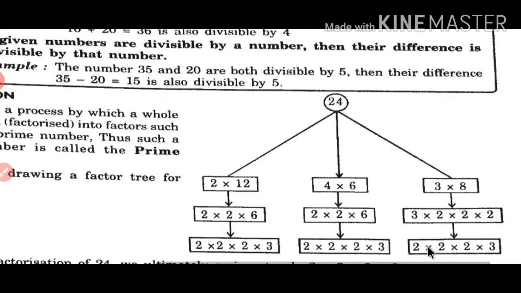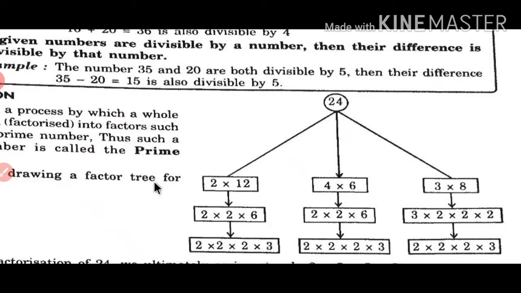Nothing else we have to do, we only have to break down the numbers into smaller numbers. If we rearrange it, we can write it as 2 multiply 2 multiply 2 into 3. So you can see that 24, if we break it into 2 into 12, 4 into 6, or 3 into 8, you will get the same answer every time. So this is the prime factorization. Here you can see that all the factors, 2 and 3, are prime numbers only.